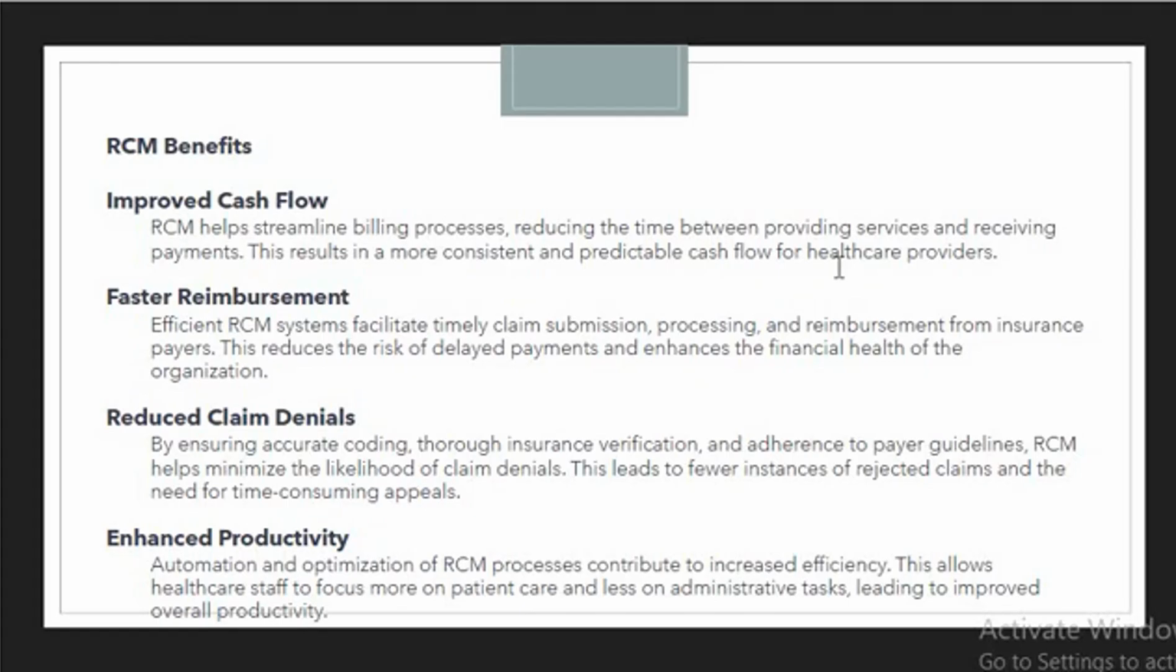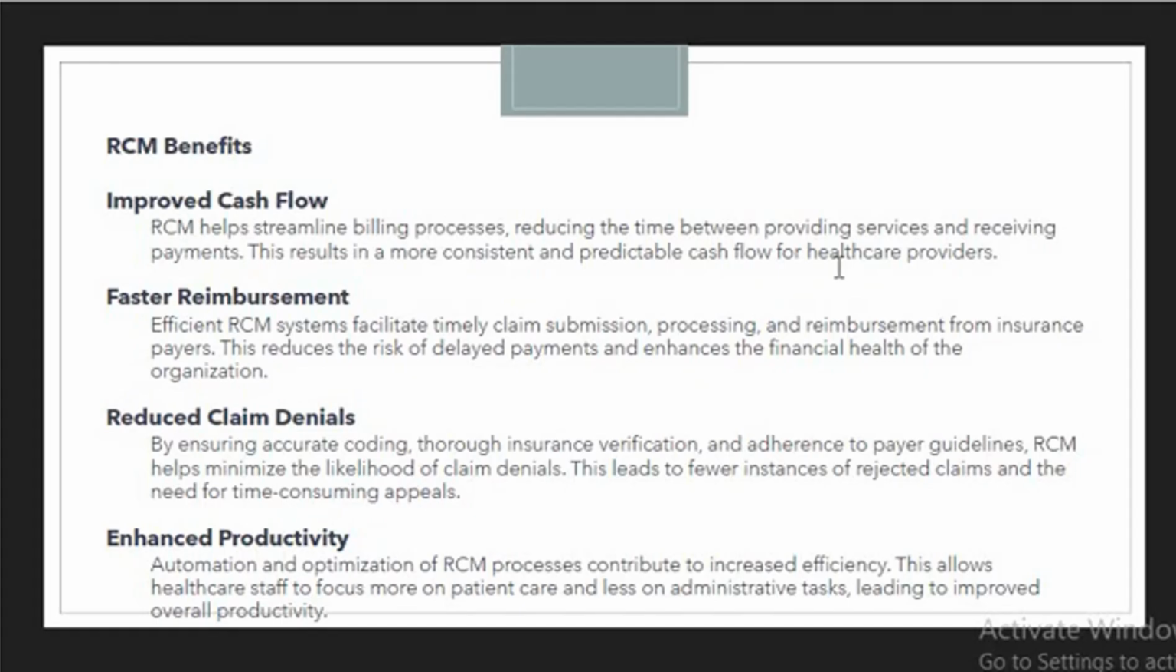There would be a very small number of denials, which leads to fewer instances of claim rejection, and less need for time-consuming appeals. So if you have already reduced your claim denials, then there is very little chance of rejection, right? So this is one of the best advantages of RCM, that it reduces the claim denials.